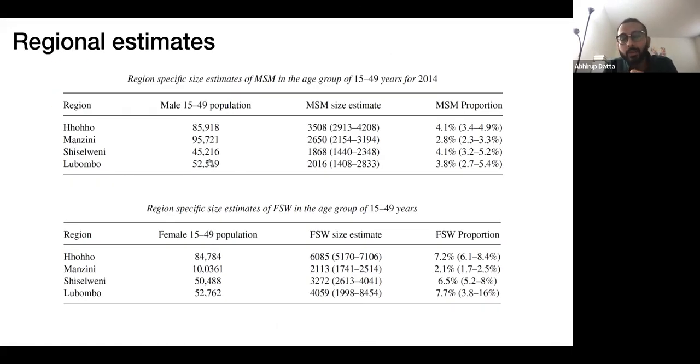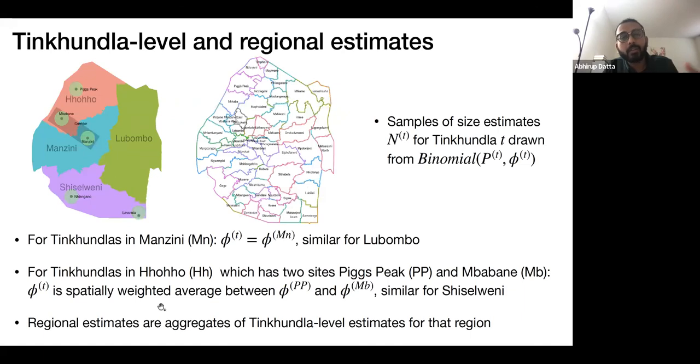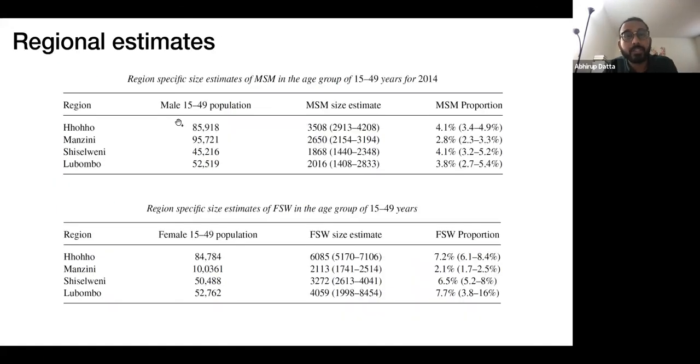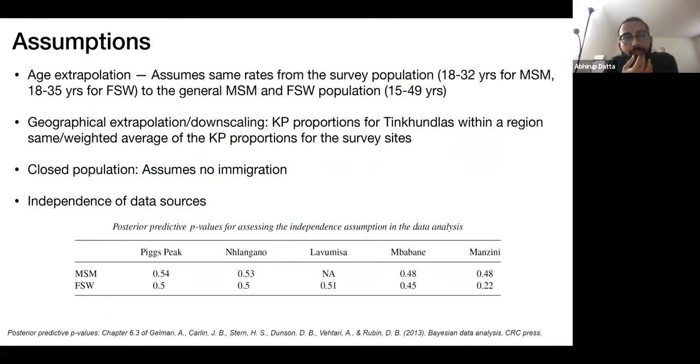Then once we have it at Tinkhundla level, we just sum it up to get the regional level estimates. So these are the regional level estimates. And there is very little data before this analysis on what these numbers can look like. So it's good to have some estimates and some uncertainty quantification of these estimates, and also the estimates of the proportion. But of course, there is no way to verify how good this model is because we don't know what the truth is. There's absolutely no data to do that. So we look at some of the assumptions that went in and that can possibly affect these estimates.